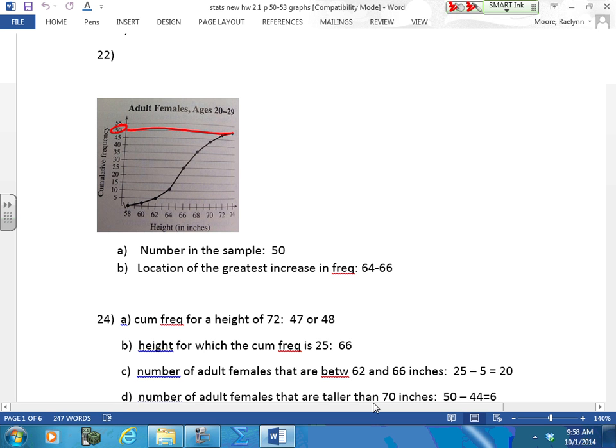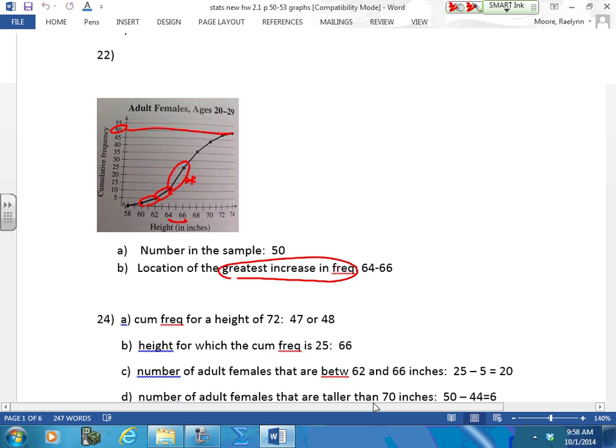The location of the greatest increase in frequencies. This is a nice one to find where they jump, from here to here, from here to here. Look at this guy, from here to here. That's the greatest one. The greatest jump by the group, from here to here. So from 64 to 66. We read the graph, that's all we know how to say, from 64 to 66.